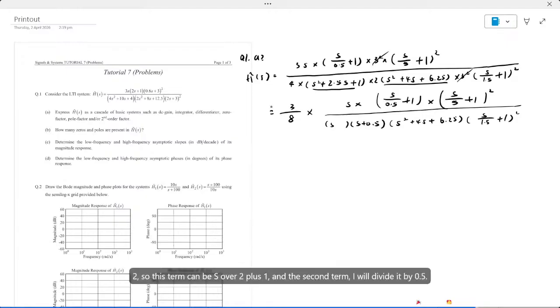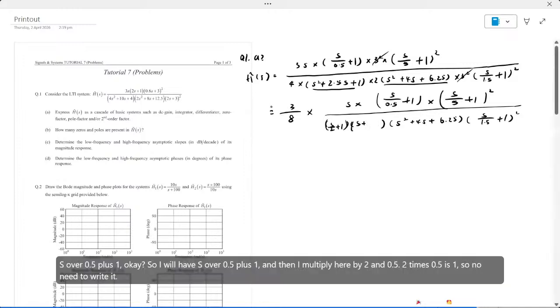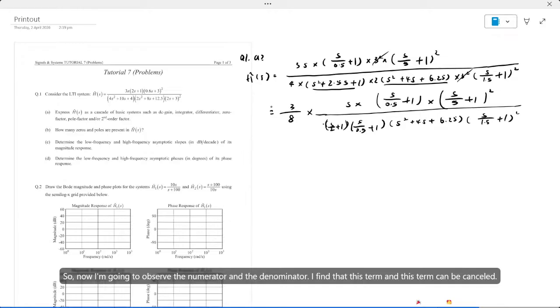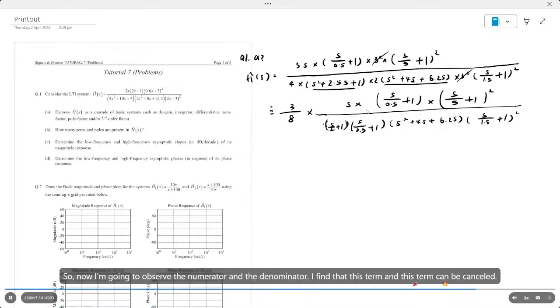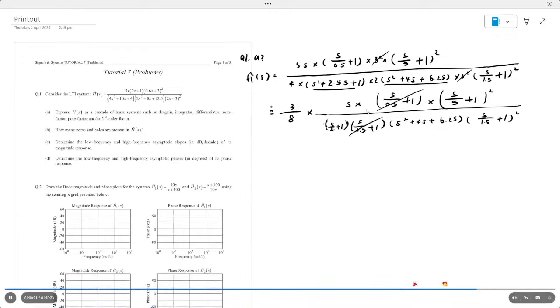And then here, the first two terms, we can divide the first term by 2. So this term can be s over 2 plus 1. And the second term, I will divide it by 0.5. So I will have s over 0.5 plus 1. And then I multiply here by 2 and 0.5. 2 times 0.5 is 1, so no need to write it. So now I'm going to observe the numerator and the denominator. I find that this term and this term can be cancelled.